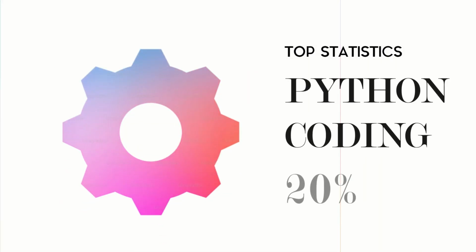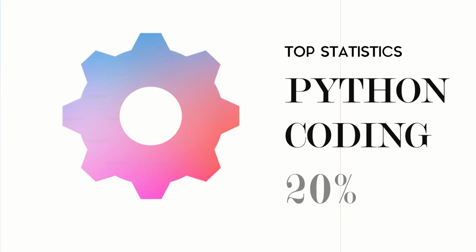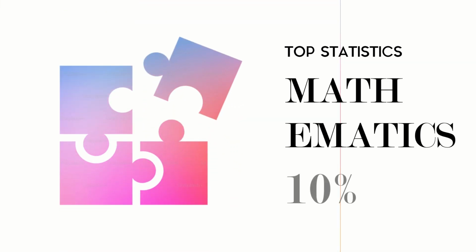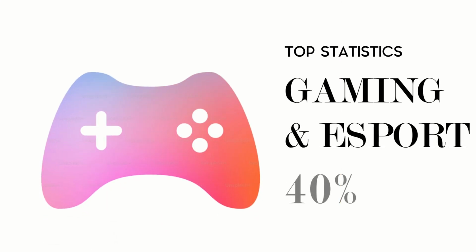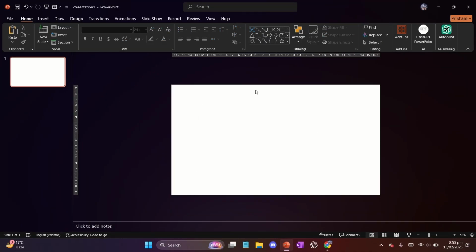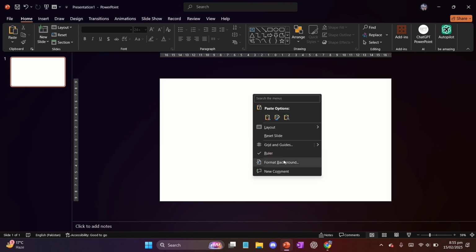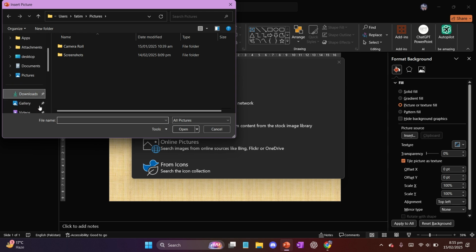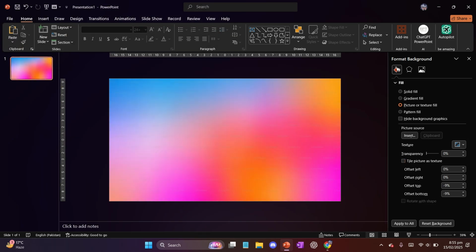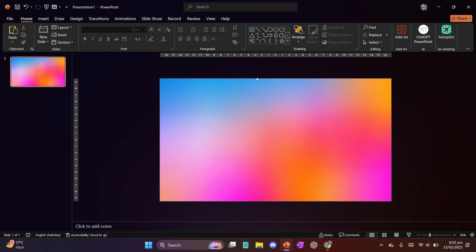So do you want to make this amazing PowerPoint slide which is also animated and easy to use by editing it? So let's begin. The first thing you're going to do is open up a blank slide and go to Format Background and insert a background image, which is going to be a gradient fill. So I'm just going to use this gradient.